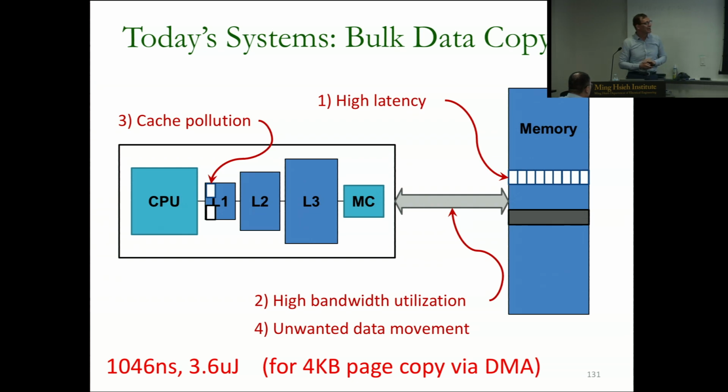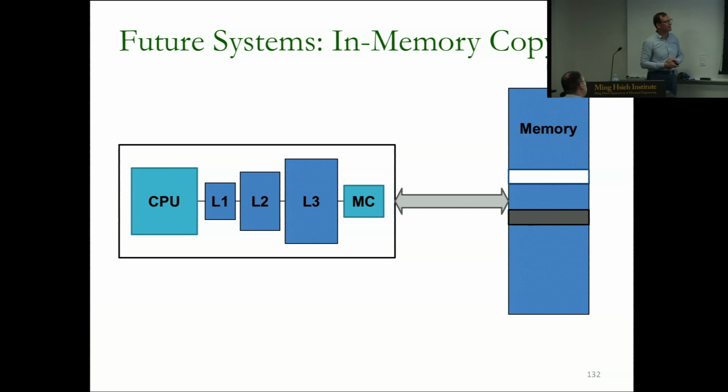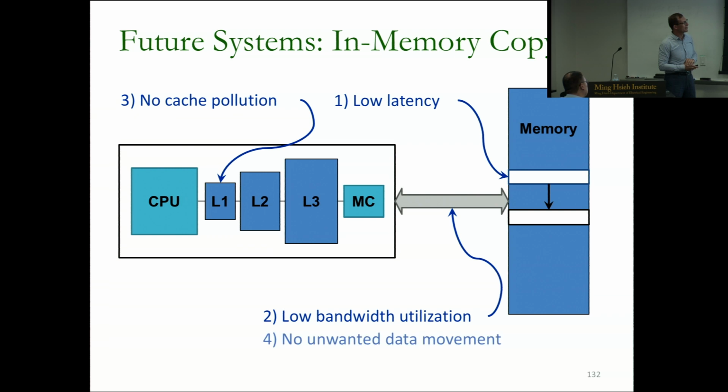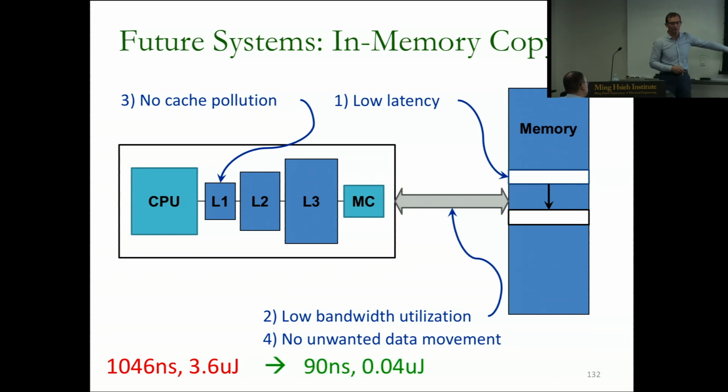Now, wouldn't it be nice if we actually had the option to tell the memory, please do this, and don't bother anything else in the system? This will be low latency, no bandwidth utilization, no cache pollution, though you could fix that today also, and no unwanted data movement. I'm going to show you an example that in the best case reduces that 1,000 nanoseconds to 90 nanoseconds. Actually, you could optimize that to be 70 nanoseconds also. 3.69 microjoules to 0.04 microjoules.